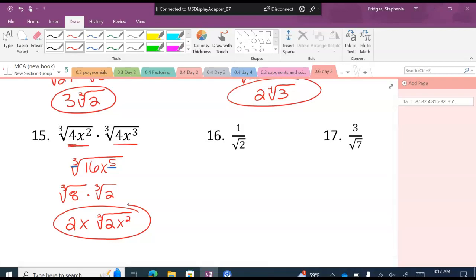All right. So with 16 and 17, here's a couple of things. With radicals, you are not allowed to leave a fraction under a radical sign. You are not allowed to leave a perfect square under a radical sign or a perfect root under a radical sign. And then you're also not allowed to leave a radical sign in the denominator of a fraction. Okay, so right now with 16, I got 1 over the square root of 2.